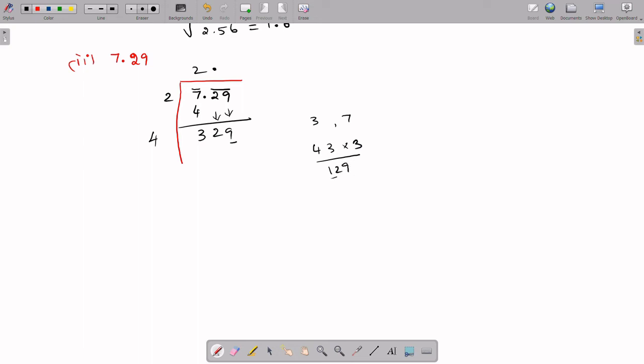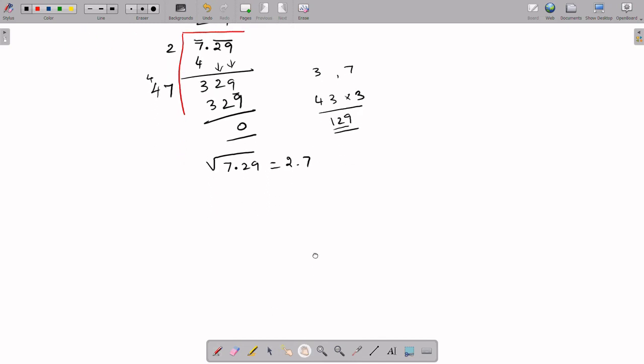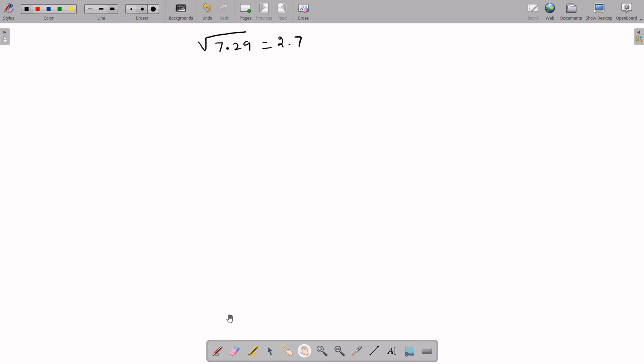This is not possible. So we go for 7. 7 7s are 49. 9 is written and 4 is written here. 4 7s are 28. 28 plus 4 you have a 32. So 329 minus 329 it becomes 0. So square root of 7.29 is equal to 2.7. Okay, and then we pass on to the next subdivision.